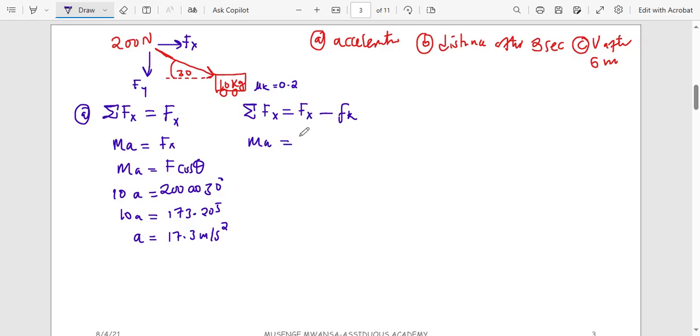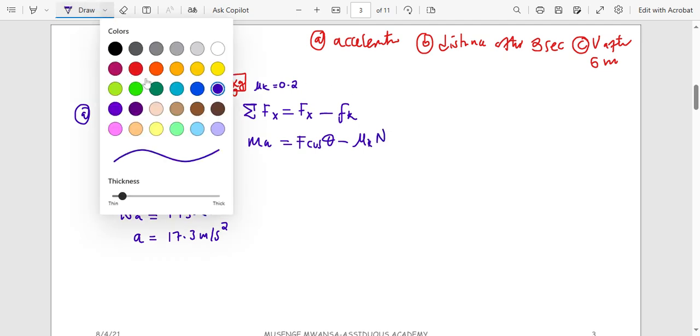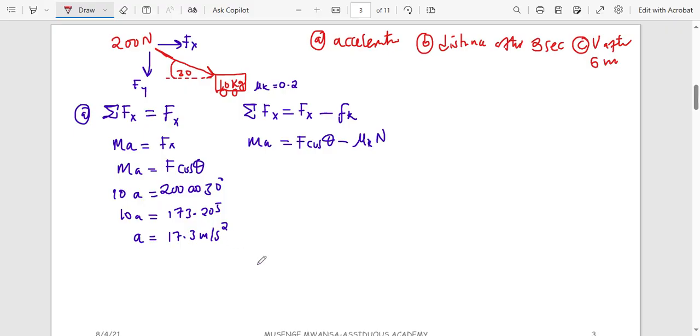X component of the force is given by F cos theta. Kinetic friction is given by the coefficient of kinetic friction times the normal force. Please, for this one, normal force is not equal to mass times gravity. Why? I said that the normal force is a force that is going upwards. That's a normal force. Look at what's a downward force. We have a downward force here, that is the weight force, which is mg.